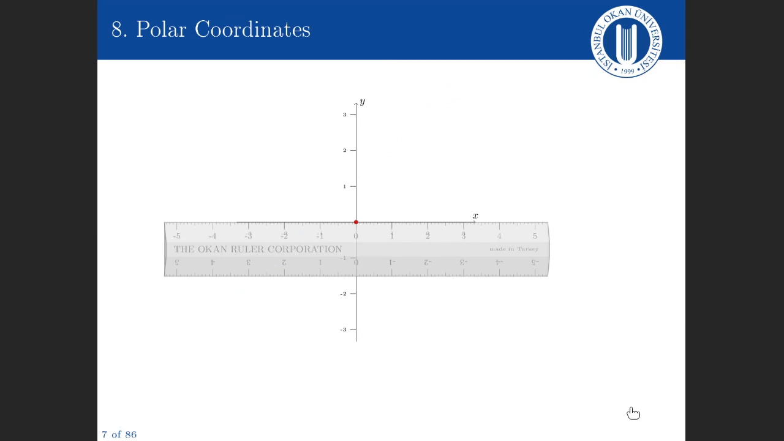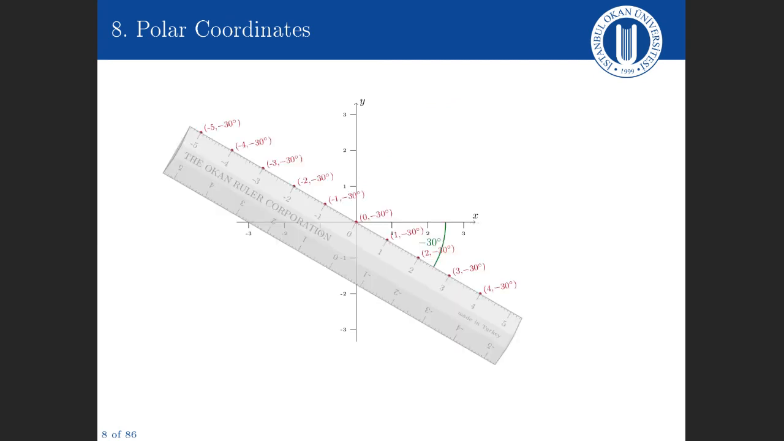Let's suppose instead of rotating anti-clockwise, we choose to rotate this ruler clockwise by an angle of 30 degrees. Because it's clockwise, we say it's a negative angle. And then we can read points along the ruler. I'm pointing at the point with polar coordinates 1, minus 30 degrees. This is the point 2, minus 30 degrees, and so on.